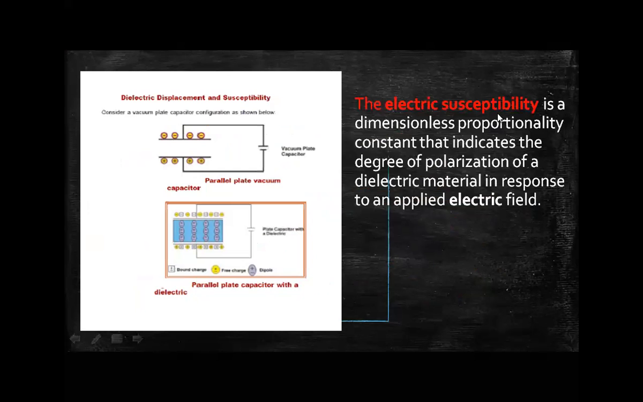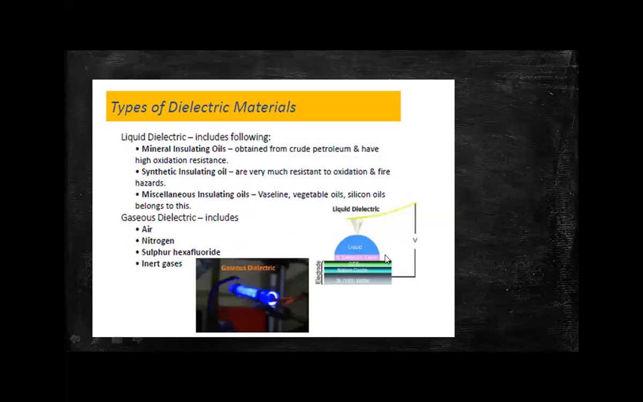I would say electric susceptibility is dimensionless. This is also important. Susceptibility is the dimensionless proportionality constant that indicates the degree of how much polarized the sample is. Susceptibility tells us that here. Like magnetism also has susceptibility. The degree of polarization can be indicated by the susceptibility. Okay, and there are some examples of applications of dielectrics. Liquid dielectrics, gas dielectrics are there.